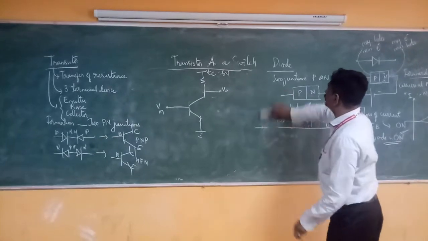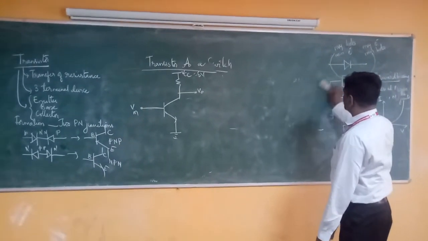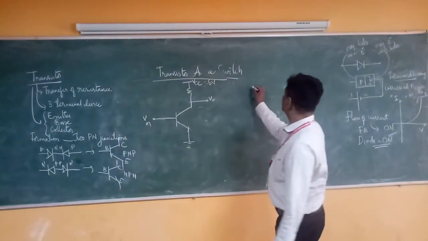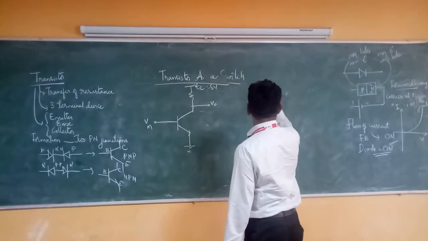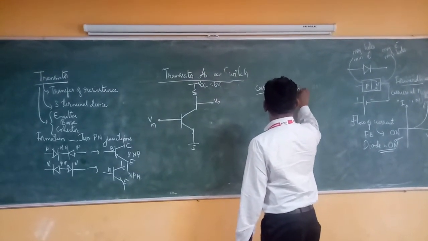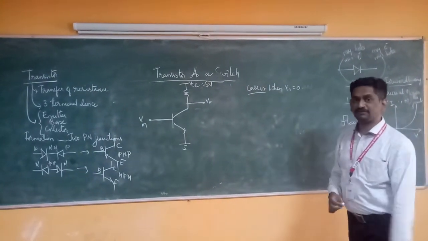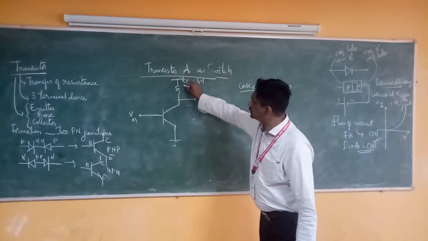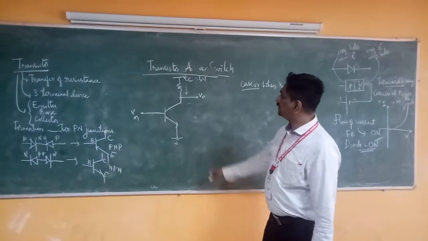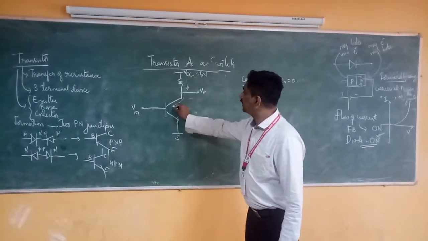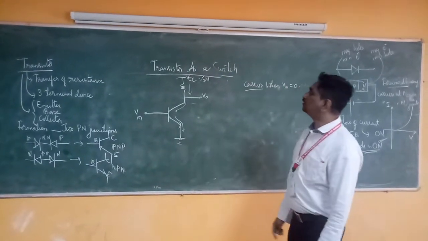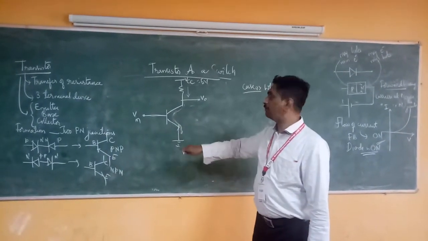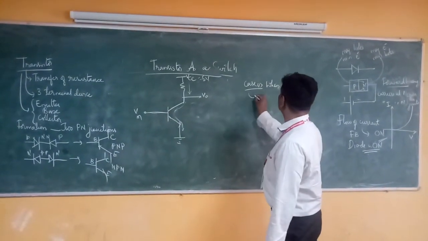Now we are going to study two cases. The first case is when Vin is 0. Case 1, when Vin equals 0, here what happens? The current flows from VCC like this, and here it comes like this. So when Vin equals 0, these junctions will not be open, and this works as open circuited.